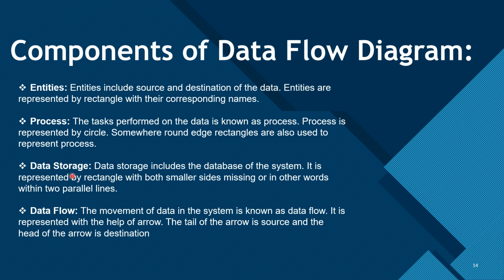Next one is data storage. Data storage are basically the storage locations where the data is stored. It includes the database of the system, and it is represented by a rectangle with both smaller sides missing, or in other words, within two parallel lines. The last one is the data flow. Data flow represents the movement of the data in the system or between the processes. It is represented with the help of an arrow.